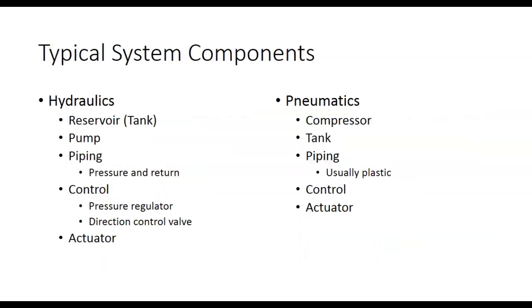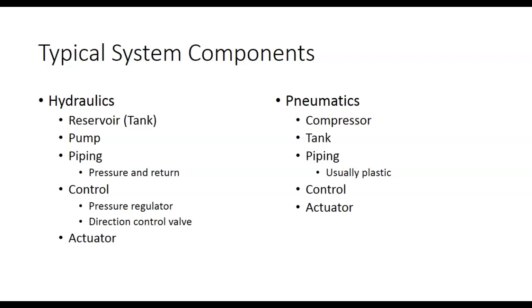So the components of a hydraulic system, we're going to have a reservoir. Most people call that a tank. We're going to have a pump. We're going to have piping. We're going to have at least two lines, a pressure line and then a return line that brings it back to the tank. We're going to have pressure regulators most of the time, directional control valves, and then an actuator. Now, actuator is the term we use for any device that takes pressure and converts it into motion.